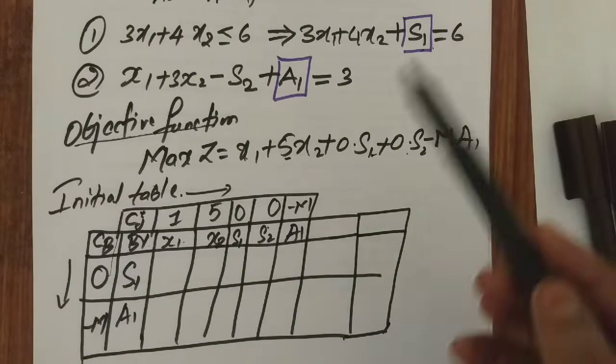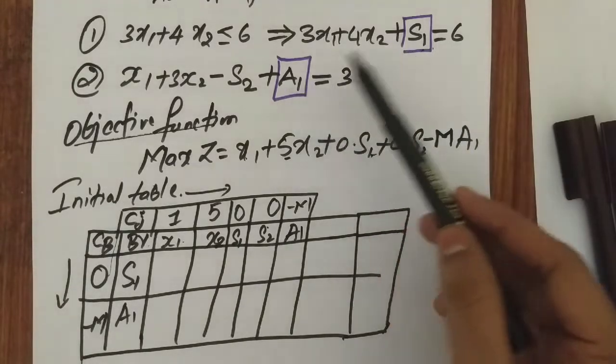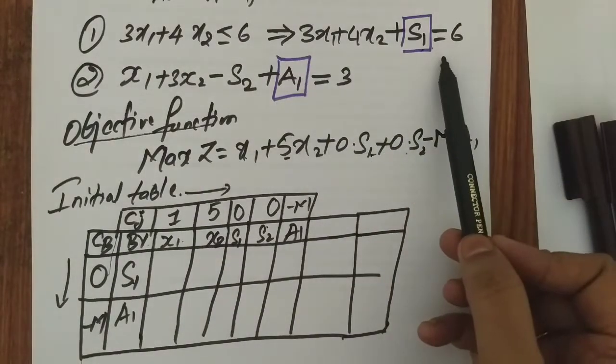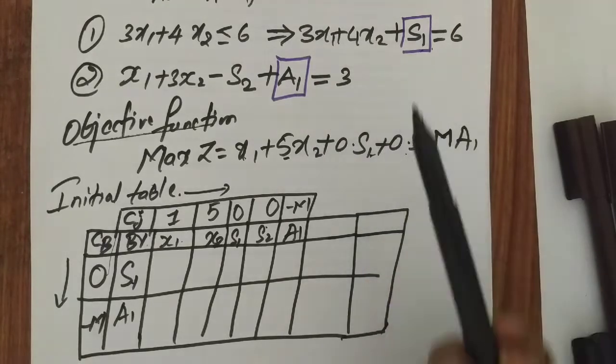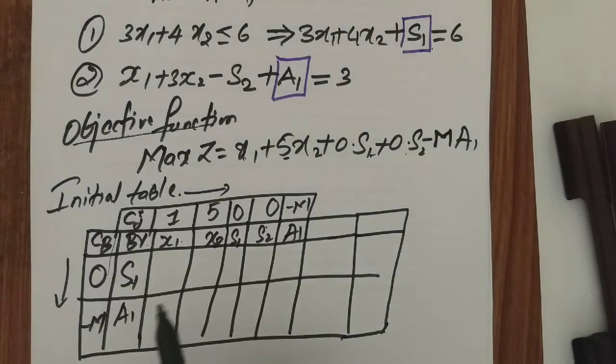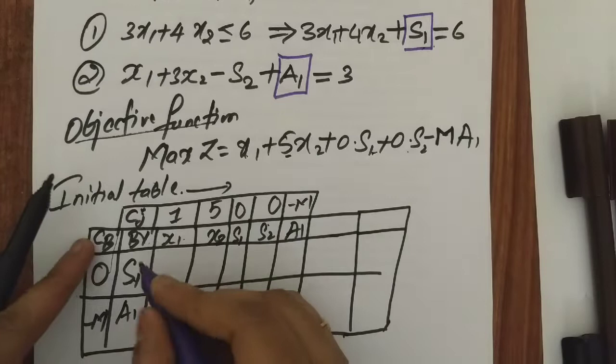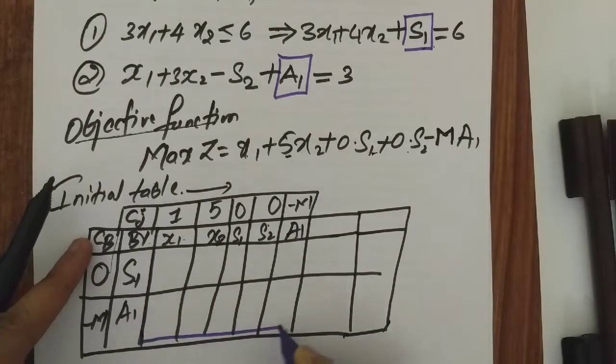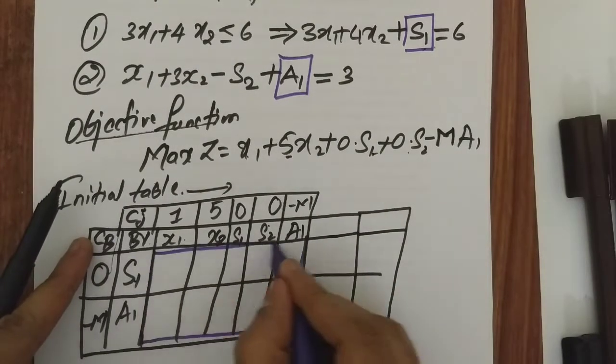And the basic variables column is nothing but the last variable of your constraint, after you convert it to equality. The last variable will be in your constraint. Okay. Now we will start filling the inner table. So this is the innermost table that we have.